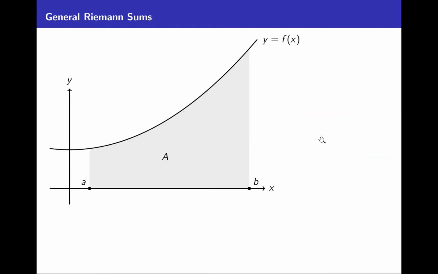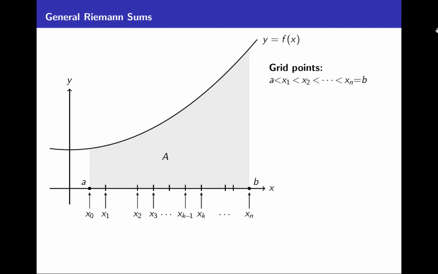So the same picture, but we're going to make our tick marks a little bit different in this setup. We're talking now about general Riemann sums. And what you're going to do is just take a bunch of numbers between a and b, x1, x2, x3, all the way up to xn. And as you've seen here, they're in numeric order, they're increasing, but they don't have to be the same distance apart. So those are our grid points.